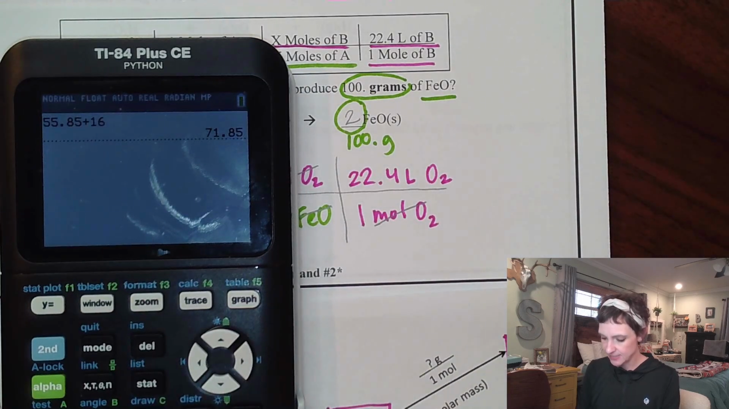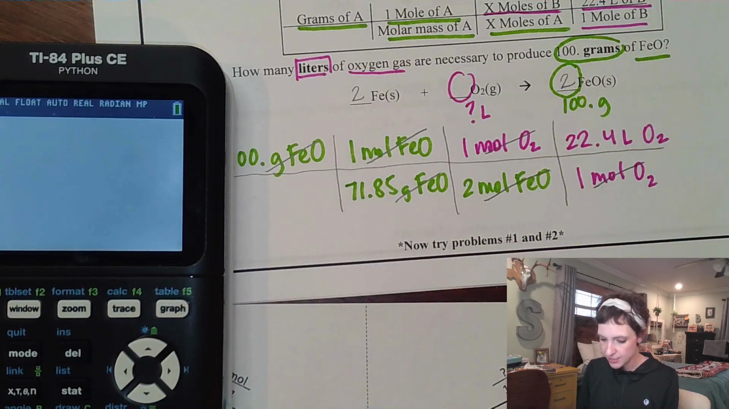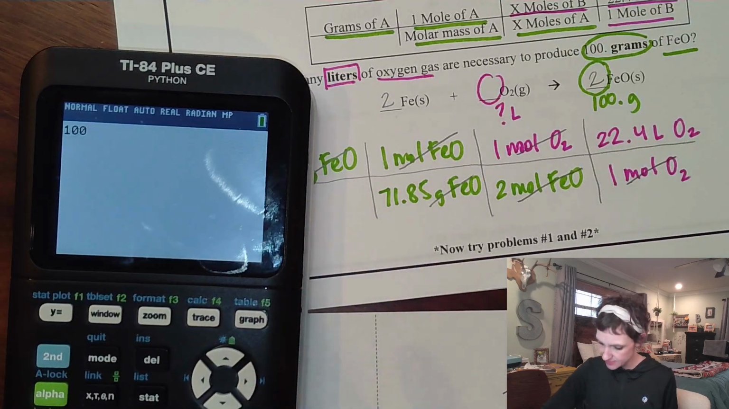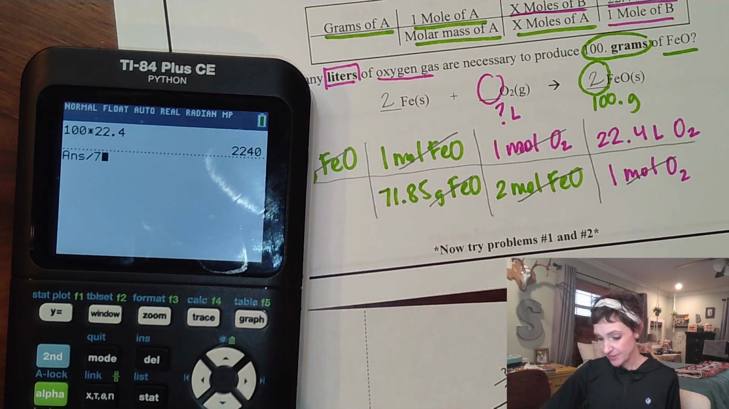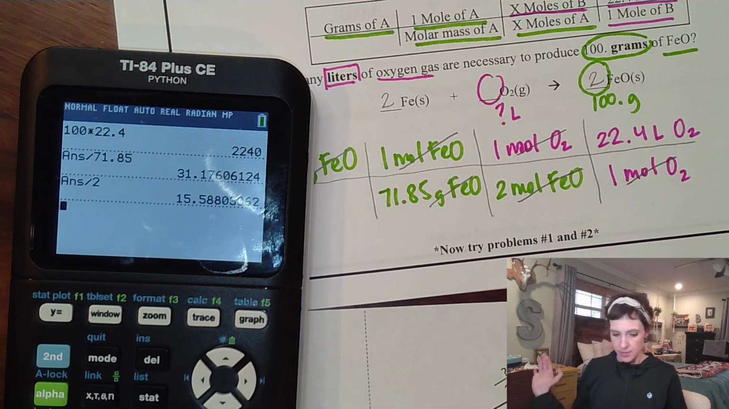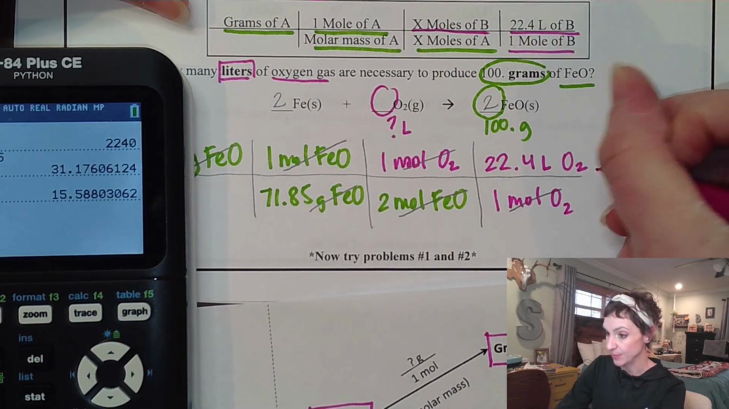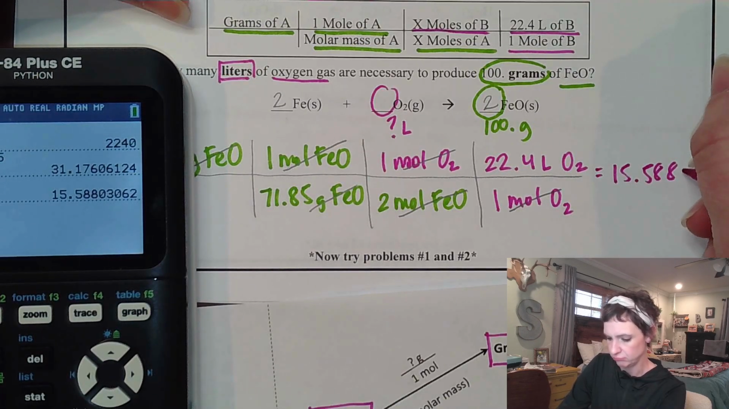Let's see. Our first thing that we need to do, you cannot see. Okay, we got 100 times 22.4. And then I have to divide by 71.85, right? And divide by 2. All right, there's my answer. Okay, I'm going to write down a little bit of this answer so we can do the sig figs of it all, because the rounding is definitely important too. So we get like 15.588. I'm going to stop there.